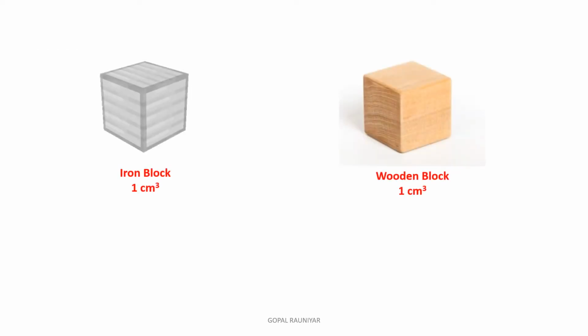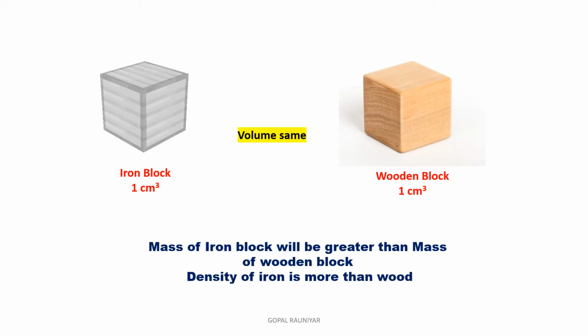See here, there are two blocks, one is an iron block and the second is a wooden block, both having the same volume, 1 centimeter cube. We know that the mass of the iron block will be greater than the mass of the wooden block. So the volume is the same for both blocks, but the mass of the iron block is greater than the mass of the wooden block, so the density of iron is more than that of wood.